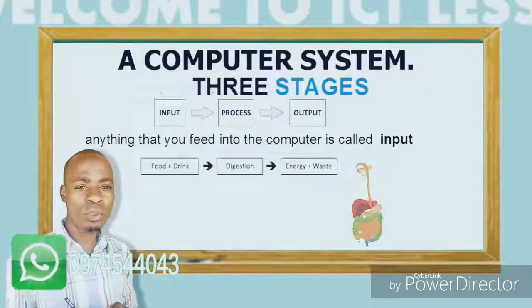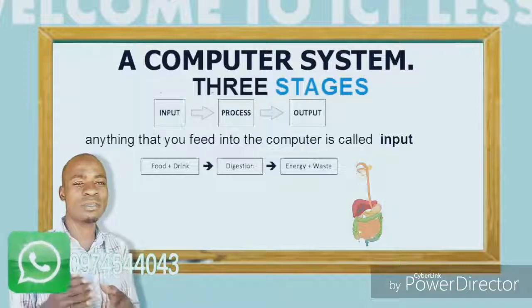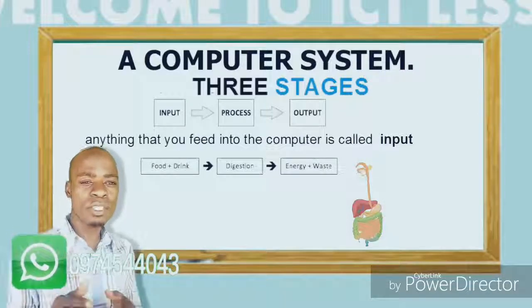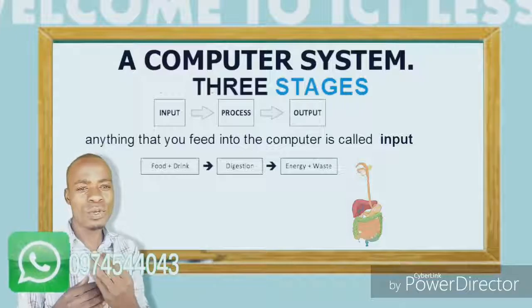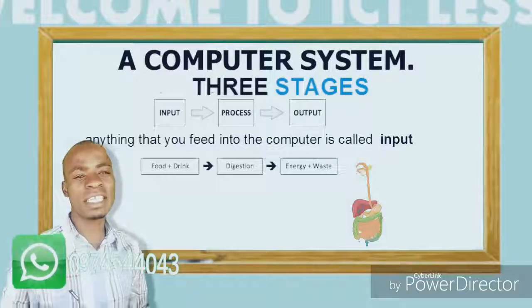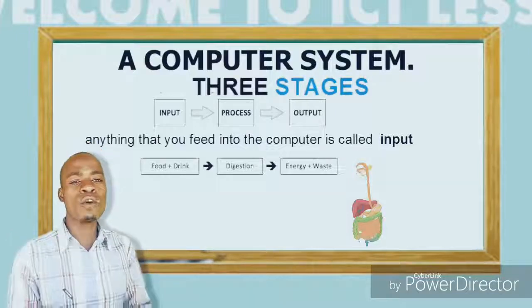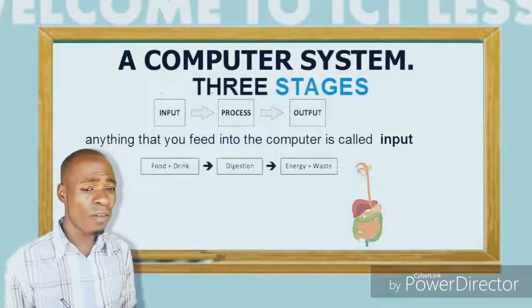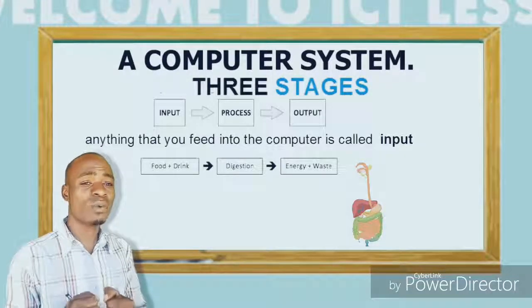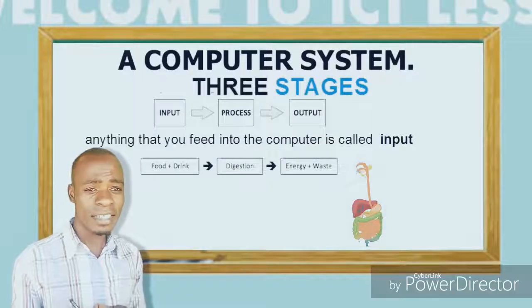So this is how a computer operates. It's just like a human being. So when you think of input, you think of eating. When you think of processing, you think of digestion. When you think of output, you think of the energy that we are going to get after eating.